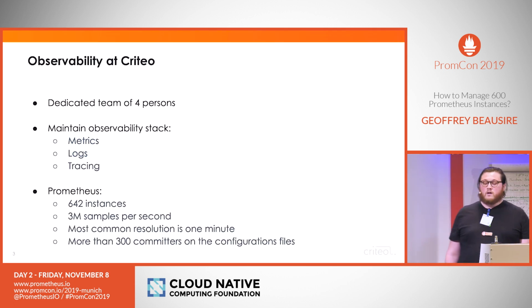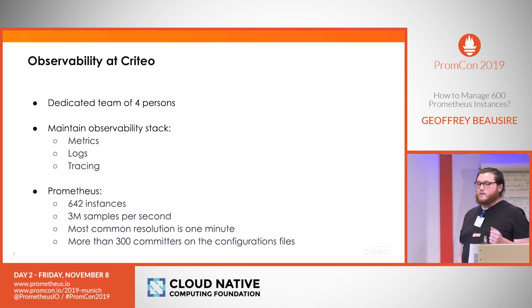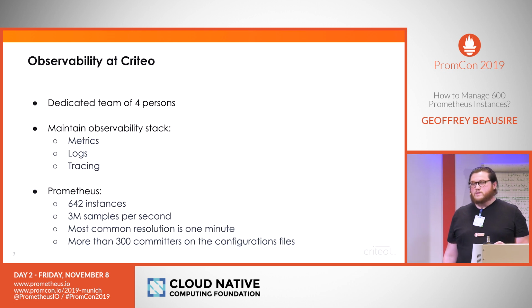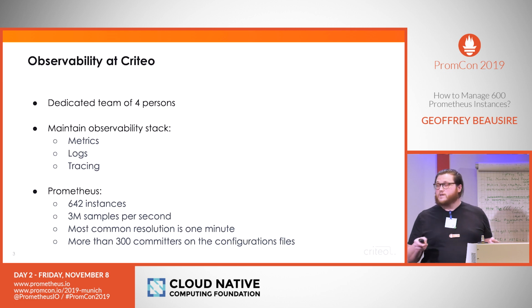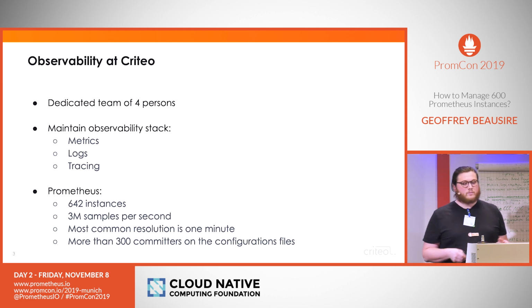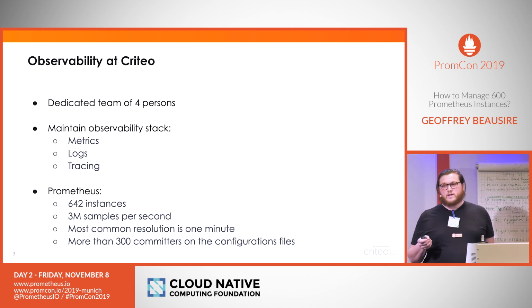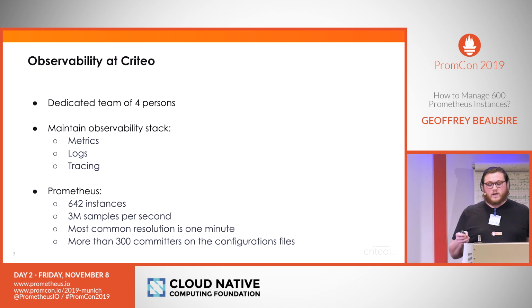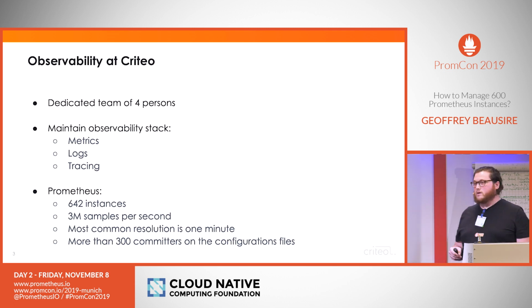So Observability at Criteo is a dedicated team of 4 persons, and they are responsible for maintaining the Observability stack, so metrics, logs, and tracing. On metrics, we have Graphite and Prometheus, and more details on Prometheus: we have 642 instances, I counted this morning, 3 million samples per second, and the most common resolution is 1 minute. And we have more than 300 committers on the configuration file monorepository.